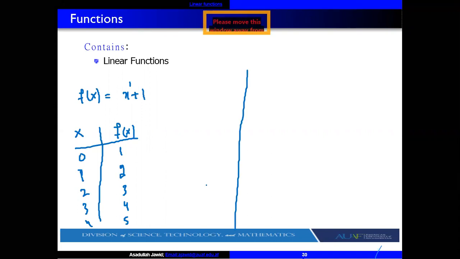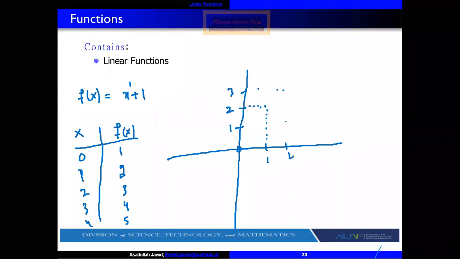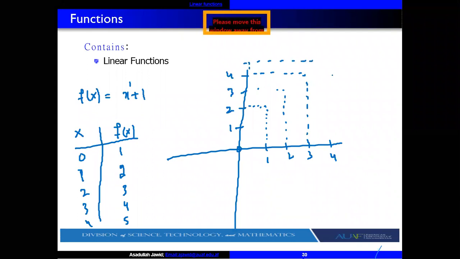If you want to draw the graph, when x is 0, the function value is 1. When x is 1, the function value is 2. Joining these points. When x is 2, the function is 3. You can join these points. When x is 3, the function is 4. When x is 4, the function is 5. When you join these points, this will give you a straight line.